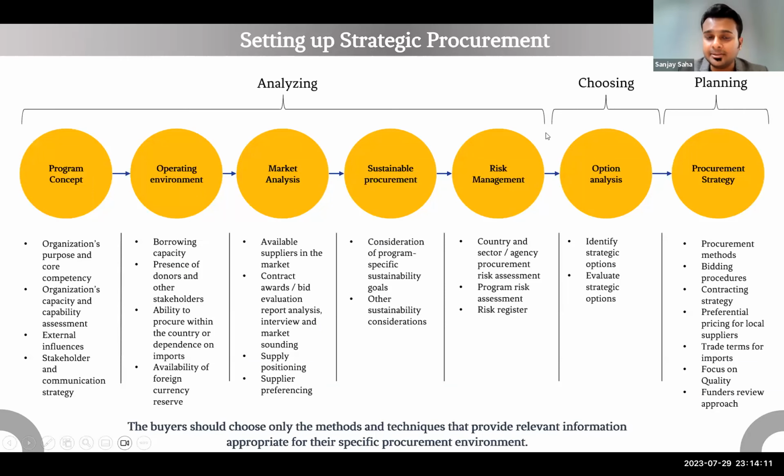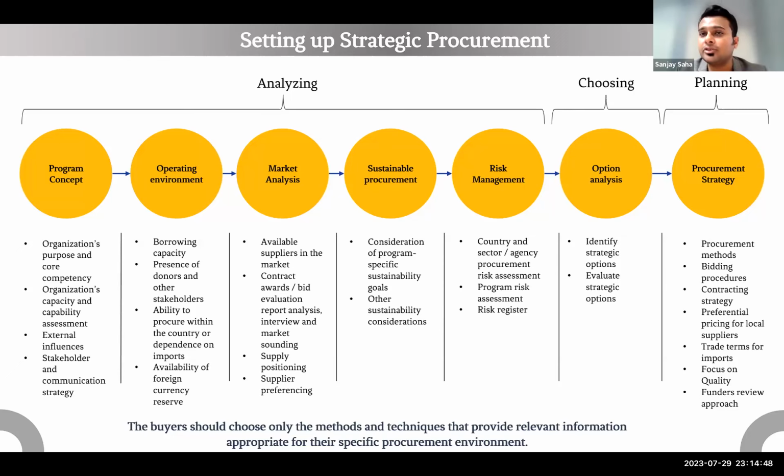So first step is analyzing. Lots of things to analyze: purpose, competency, external influences, different stakeholders, operating environment like your budget, your borrowing capacity, different donors who can give you money, ability to procure within the country or outside the country, foreign reserves, then analysis of the market. What suppliers are available, who can supply you, what kind of contracts or award system that you should be working on, what kind of supplier preferential system that you may want to include.